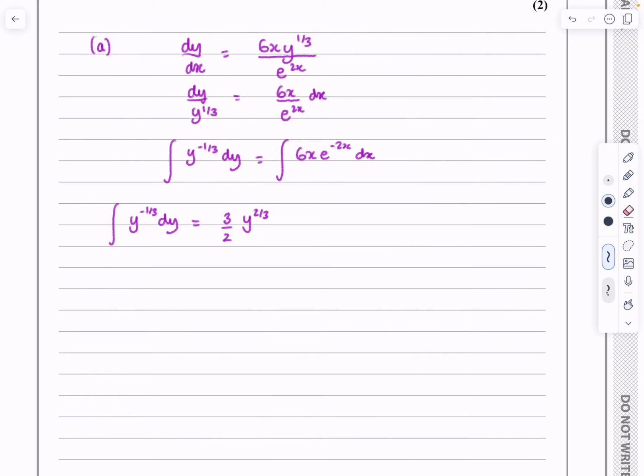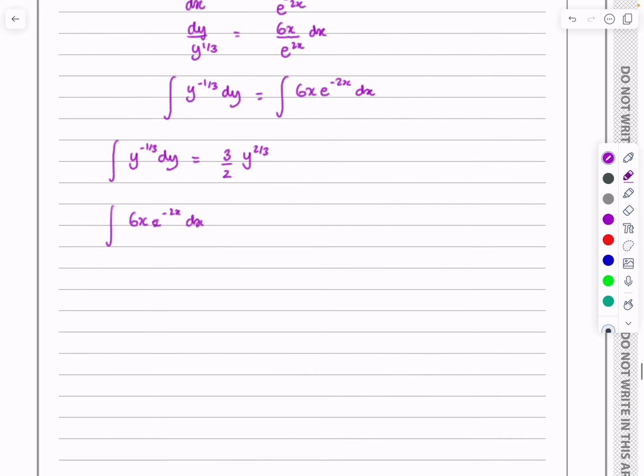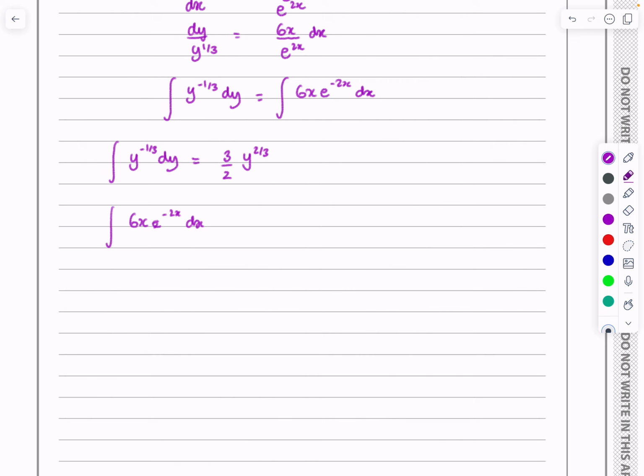Now I'm going to worry about integrating the right-hand side, which, as I said earlier, is integration by parts. Hopefully you've practiced this method a lot, and this should be really straightforward. What we're going to do is set u as being equal to 6x, and so du by dx would be 6. We're going to set dv by dx as being e to the minus 2x, and then, no apologies, you have to be able to do this, guys.